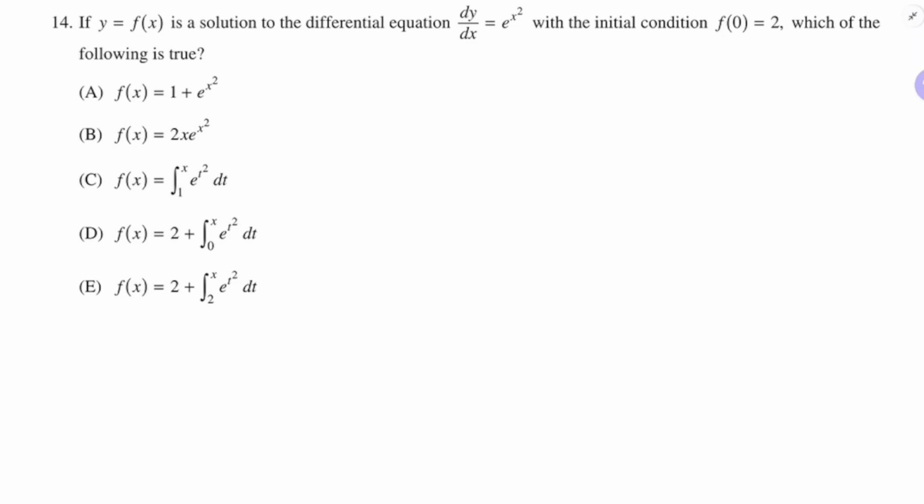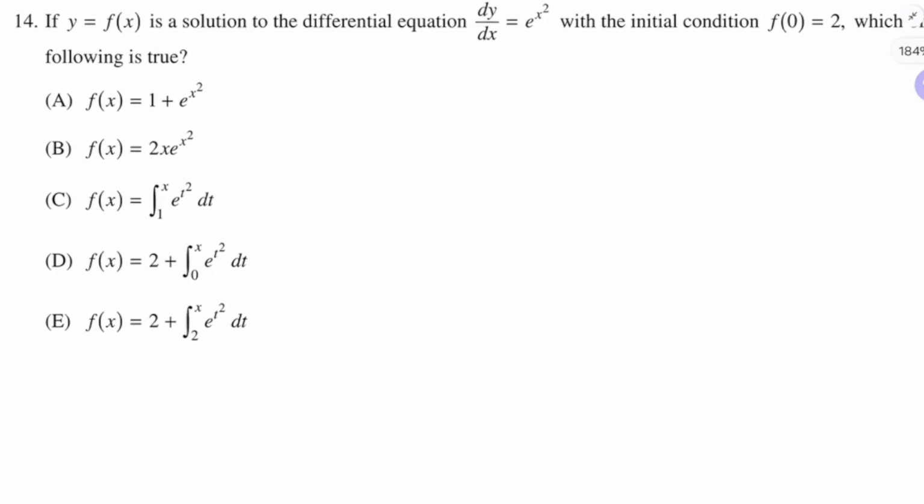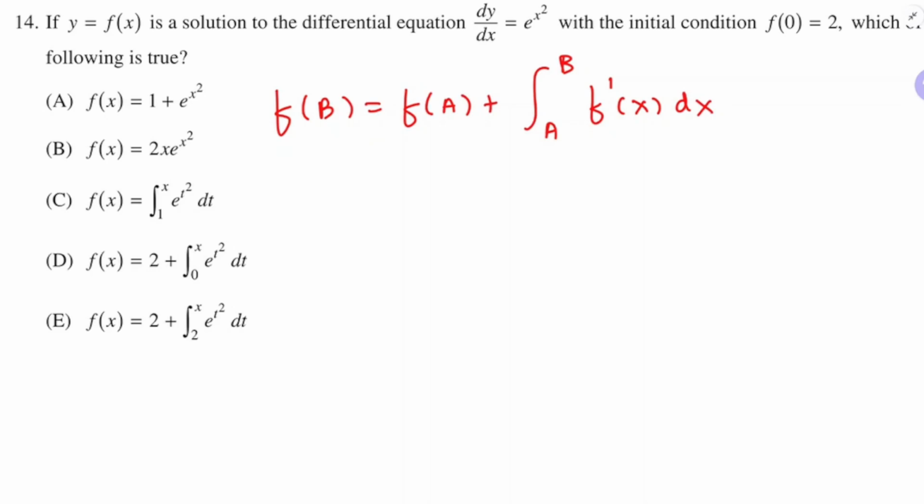when we could be thinking about one that's genuinely challenging. Okay, so f is a solution to the differential equation dy/dx equals e to the x squared with the initial condition f of 0 equals 2. Somebody asked me about this one in class, and I'll show you what I did. The first thing I thought of was, they're asking for f of x, and they gave me f of 0 and a derivative, so I'm going to say f of b equals f of a, the starting value, plus the integral from a to b of f prime of x dx.